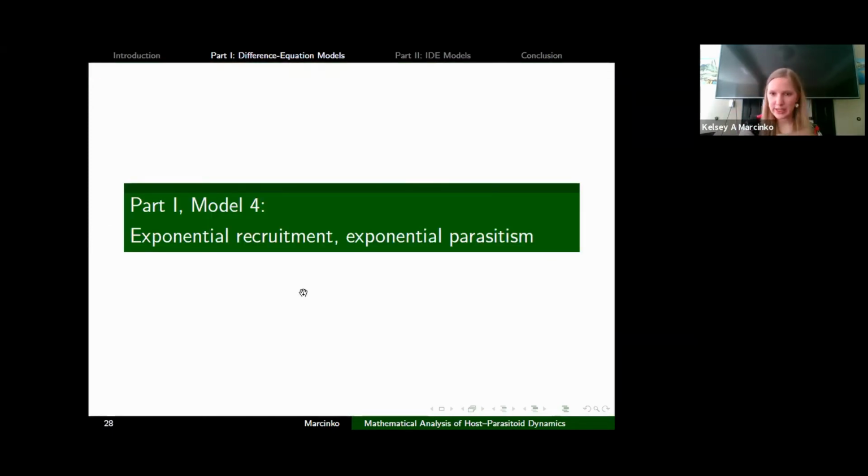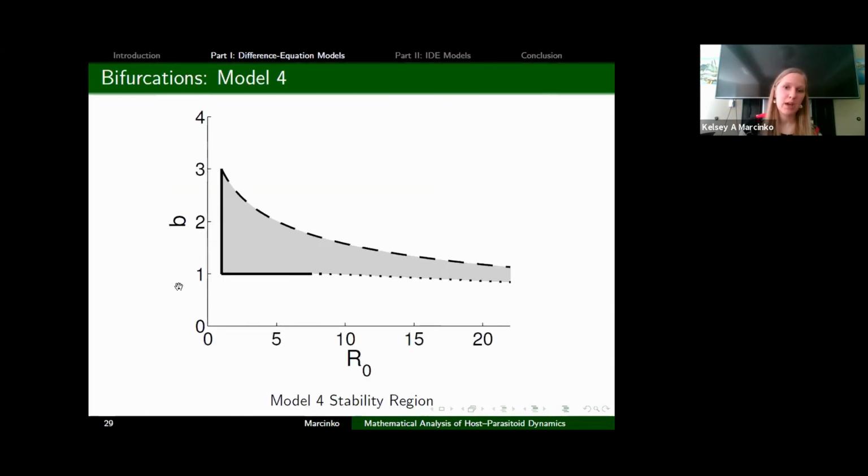The last question in this part, then, is what happens when we have both exponential recruitment and exponential parasitism in the system. And so if you recall, the stability region has both the Jury 2 and Jury 3 conditions showing up in the stability region, meaning that if we cross either of these curves, we're going to see the characteristic behavior of violating those Jury conditions.